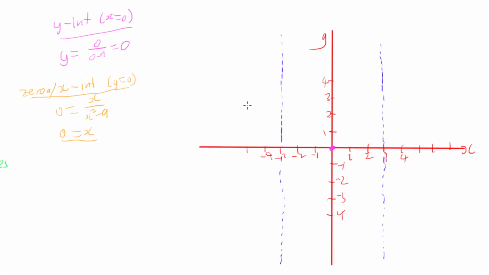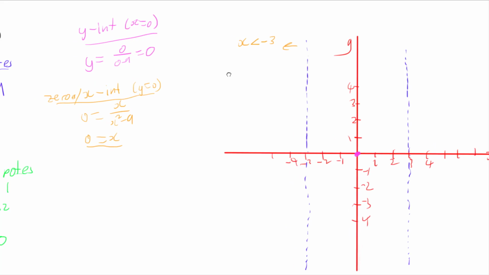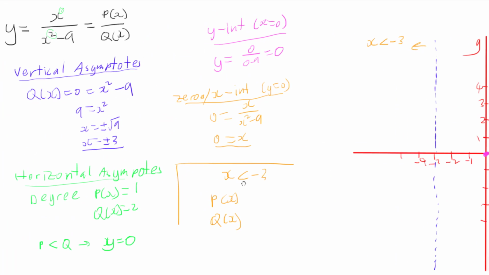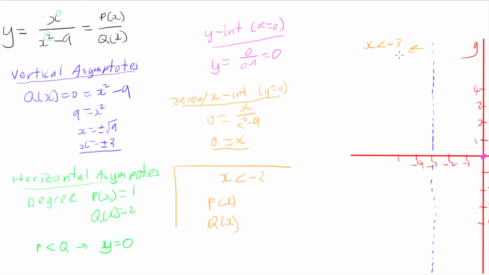So let's first have a look at the left-hand side. This is everything below this asymptote, so this is when x is less than -3. What I want to look at is, when x is less than -3, what does p of x look like, as far as positive and negative goes, and what does q of x look like? If I look at p of x, which is just x, when it's less than -3, it's most definitely negative, so it's less than 0.